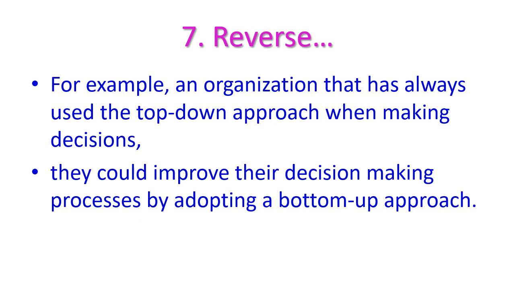Another example is that organizations always use a top-down approach for making decisions. For making the final decision, they have to adopt only the top-down approach, but when they need to improve their decision-making skill, they need to adopt a bottom-up approach. This is called reverse.